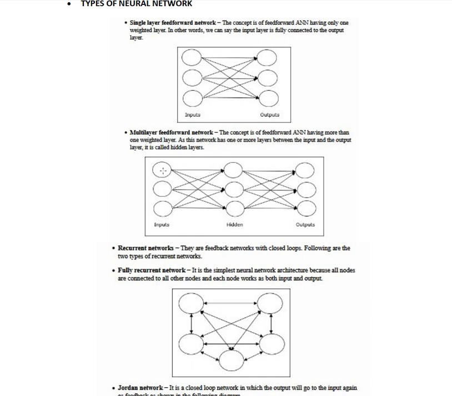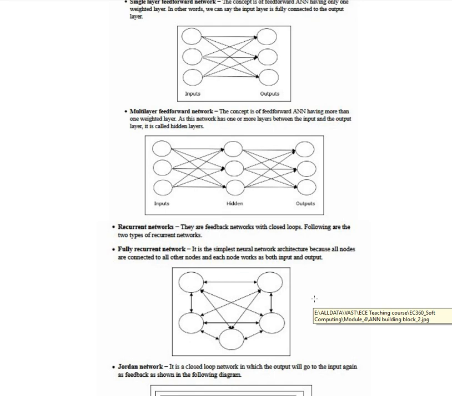But here you can see that it is flowing in one direction, but it is not flowing within itself. Whereas in a recurrent network, the signal will flow in both directions using a loop. This makes things more complex, like nonlinear dynamic systems. So this is known as a fully recurrent network. The recurrent network is a feedback network with a closed loop.